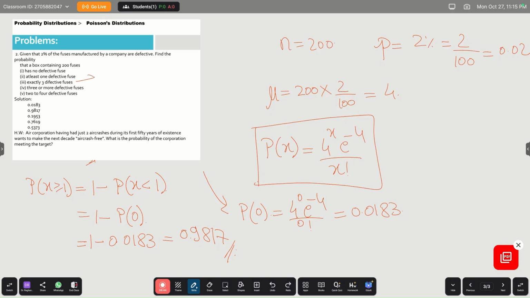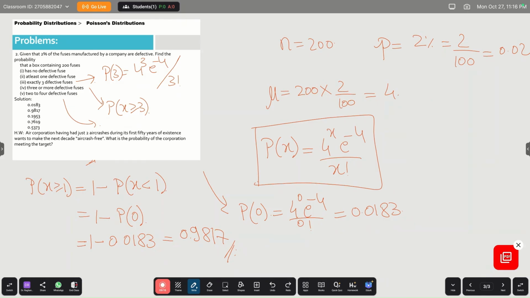So similarly, you can calculate other values like exactly 3 defective. That means P of 3 you have to calculate, which is 4 power 3 e power minus 4 divided by 3 factorial, and 3 or more defective. Again, P of x greater than or equal to 3. You can go for the complement. 1 minus P of x less than 3, and that is, you can add P of 0 plus P of 1 plus P of 2.